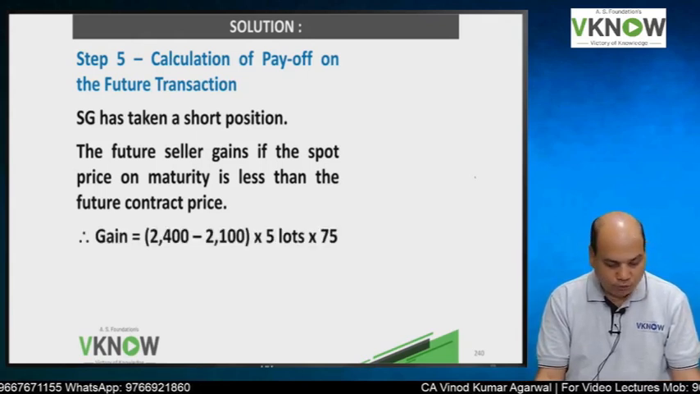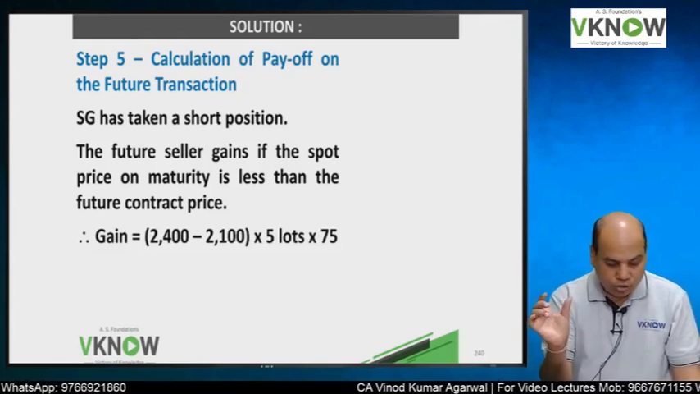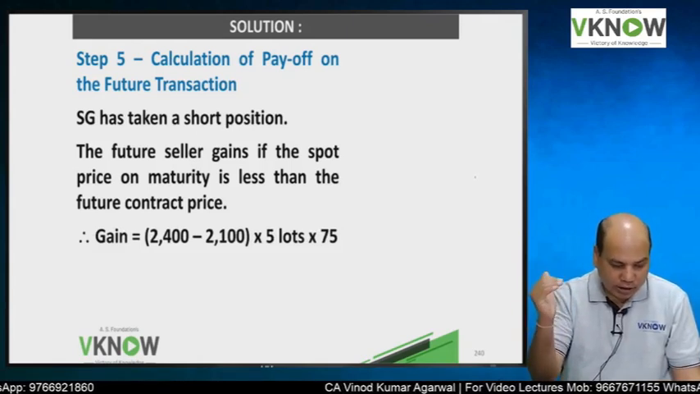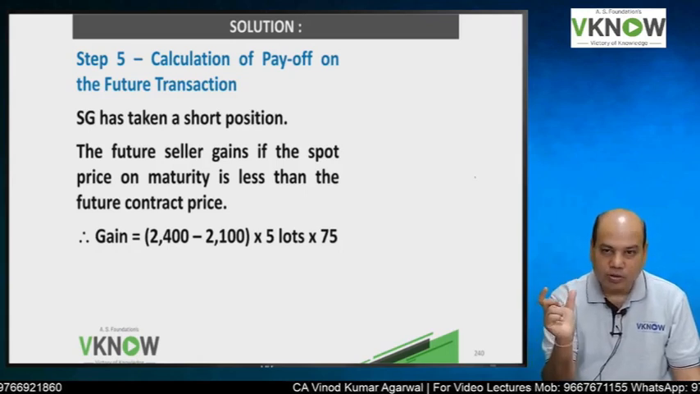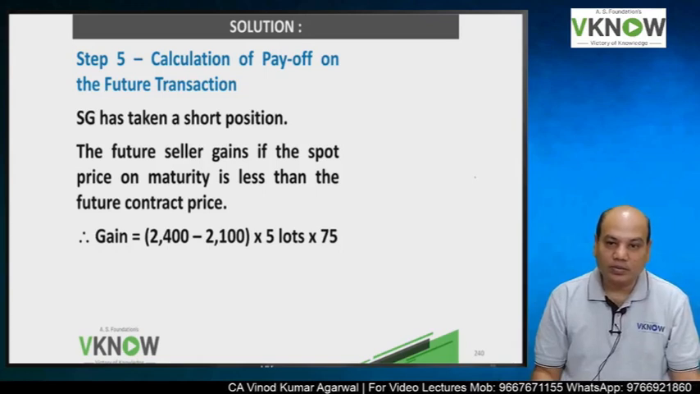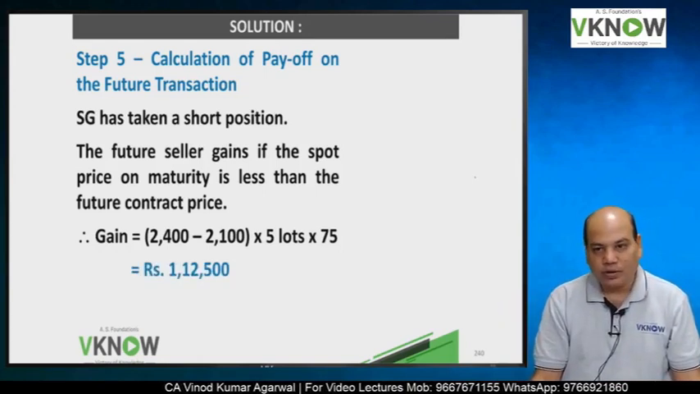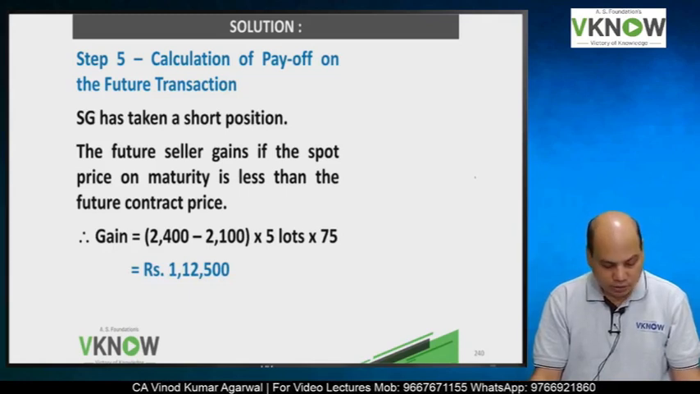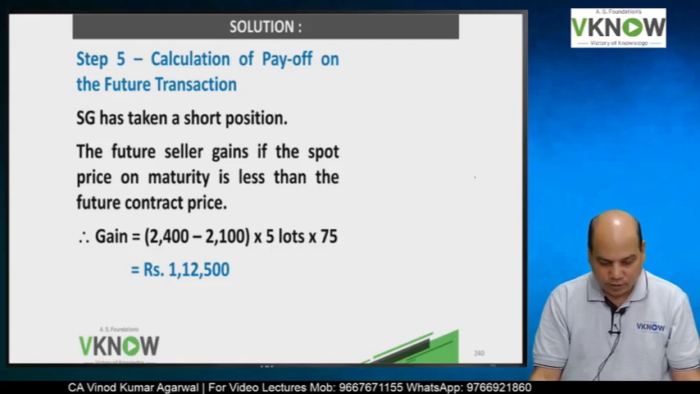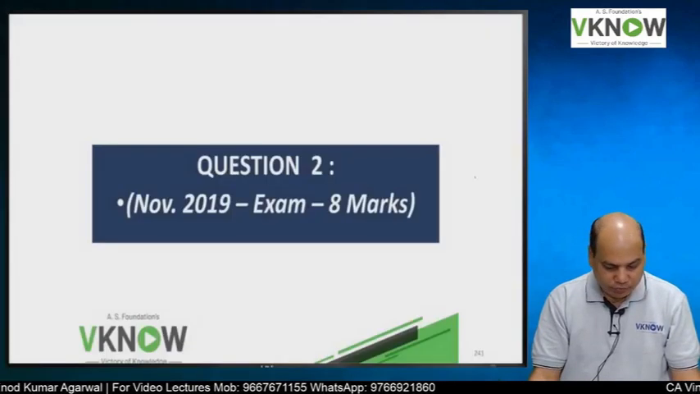So my question to all of you is, what is the gain? He has sold at 2400. Market is 2100. 300 rupees is the gain per unit into 5 lots into 75. What is the answer? 1,12,500. Is it right? 1,12,500. So that was the answer of this very good question from November 2020 RTP.